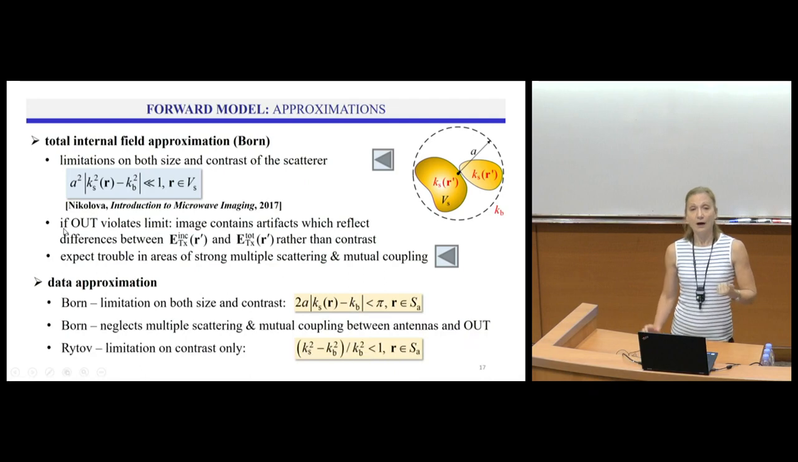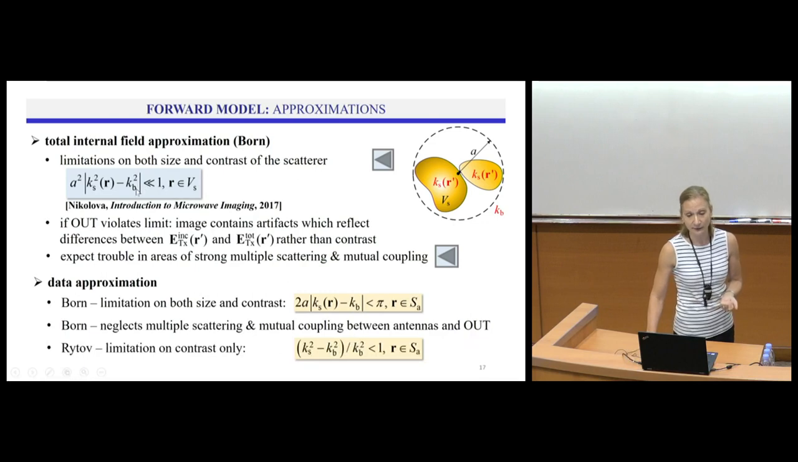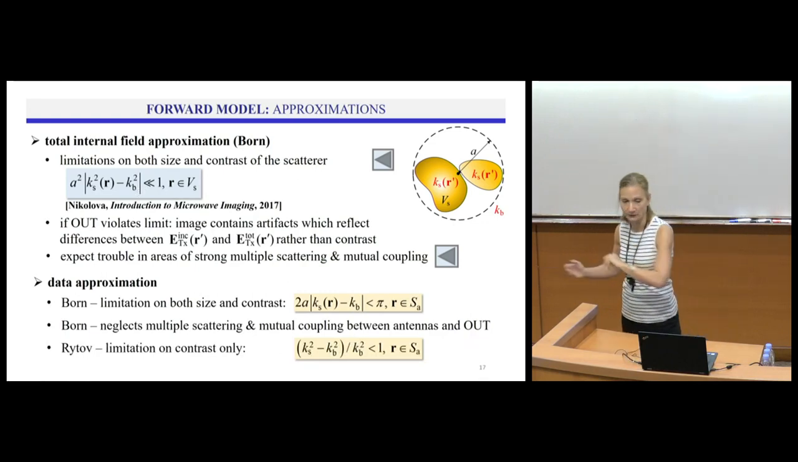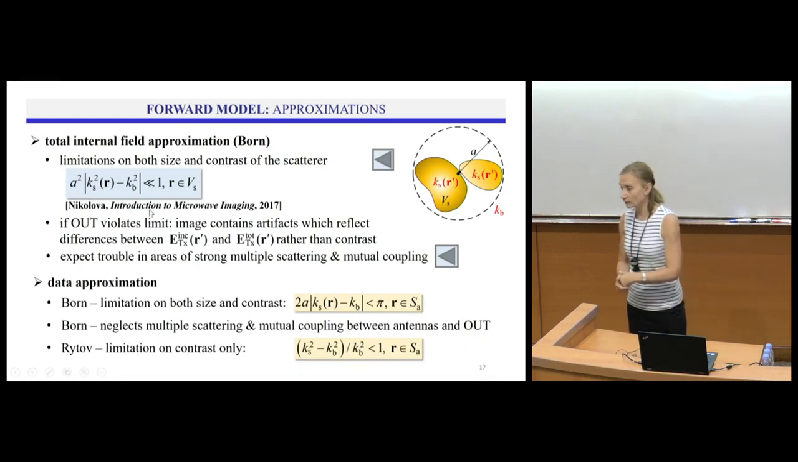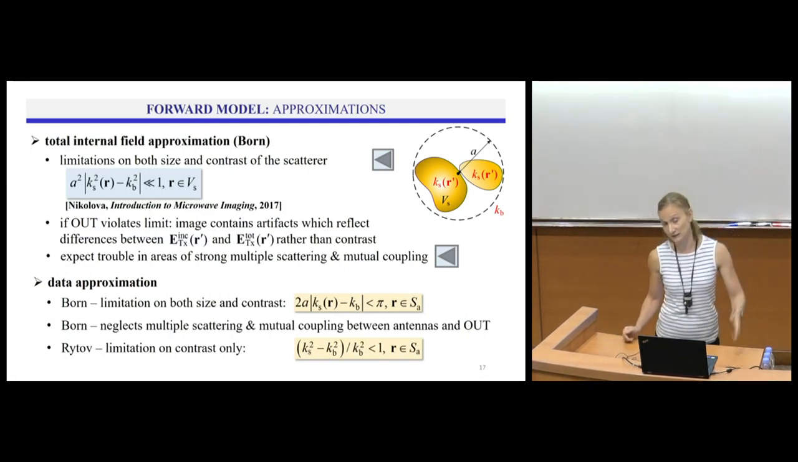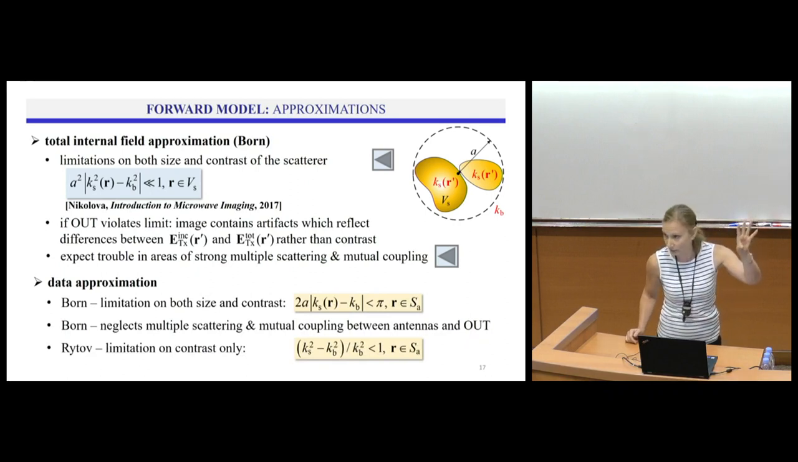If our object under test violates the Born limitations, which essentially are associated with the size of the scatterer, where A is the radius of the smallest sphere circumscribing your scatterer, and KS and KB are the wave numbers of the scatterer and the background, respectively. What if your object under test violates those approximations, which very often, especially in tissue imaging and even concealed weapon detection imaging, is exactly the case? Are we going to give up and not measure?